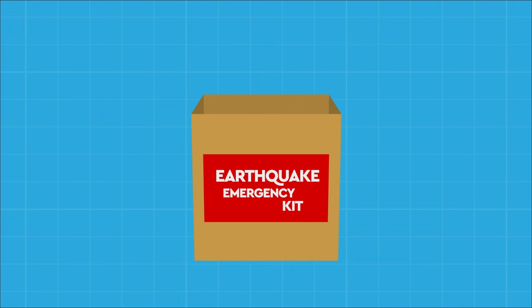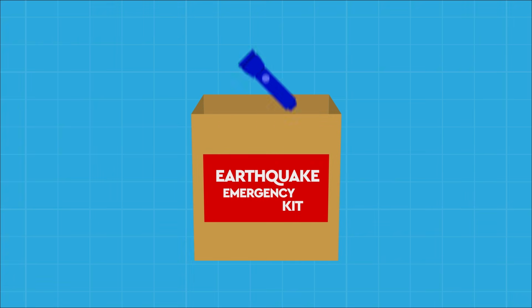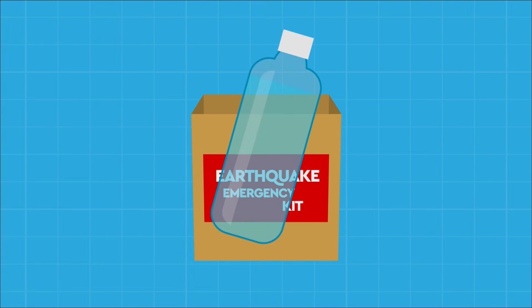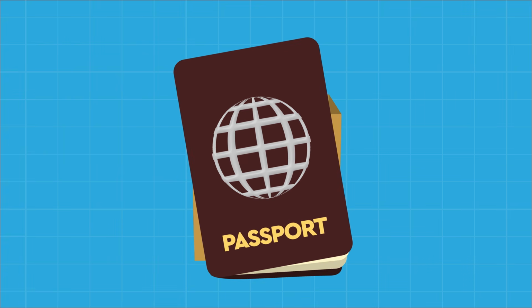Next, put together an emergency kit that includes things like first aid supplies, a flashlight, phone chargers, batteries, water, and non-perishable food rations, as well as identification documents.